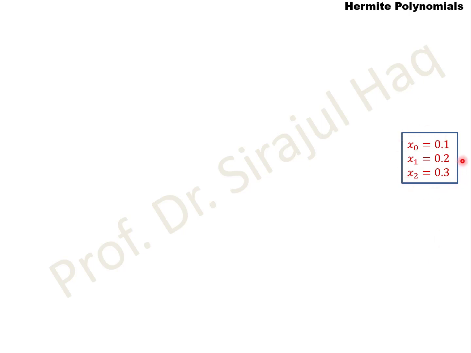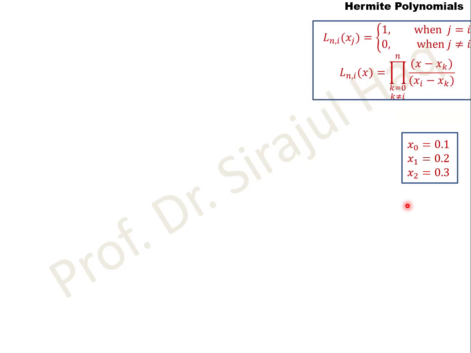These x0, x1, x2 are coming from the data. Lagrange polynomials. You know the property of the Lagrange coefficients: if this i is equal to this j, we should get 1, and when this i is not equal to j, we should get 0. This is the condition which you already did in Lagrange polynomials. And if I use this property, this is the expression for L n,i of x.